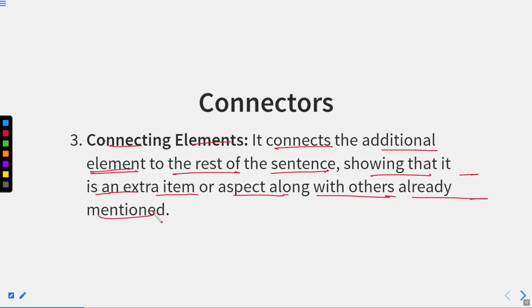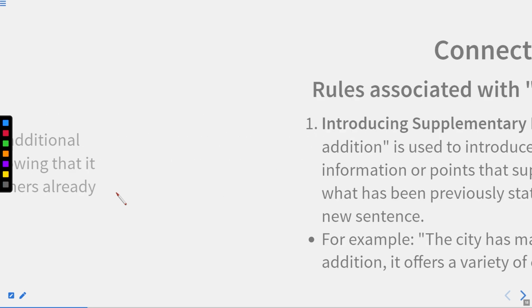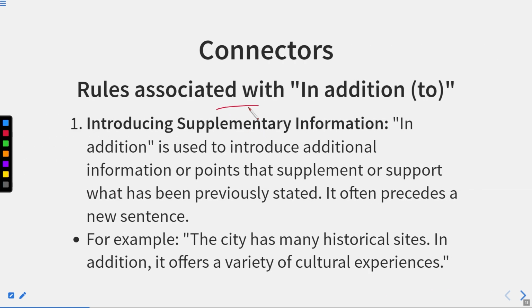Now, it connects the additional element to the rest of the sentence, showing that it is an extra item or aspect along with all the others already mentioned. It means whatever has been mentioned in the statement, this "in addition to" is introducing something extra, or it is an emphasizing element about the same person or the same thing which we are talking about. Okay, now, rules associated with in addition and in addition to.